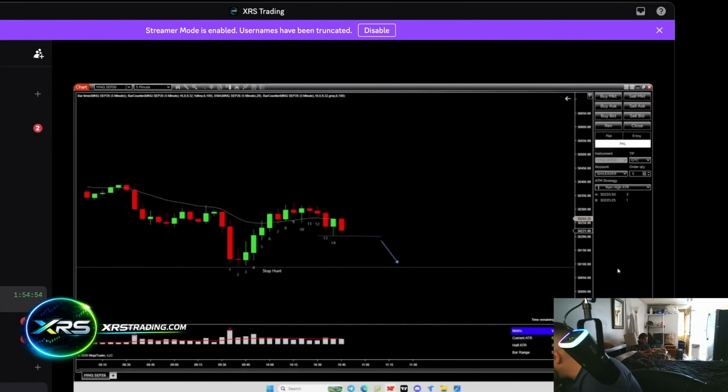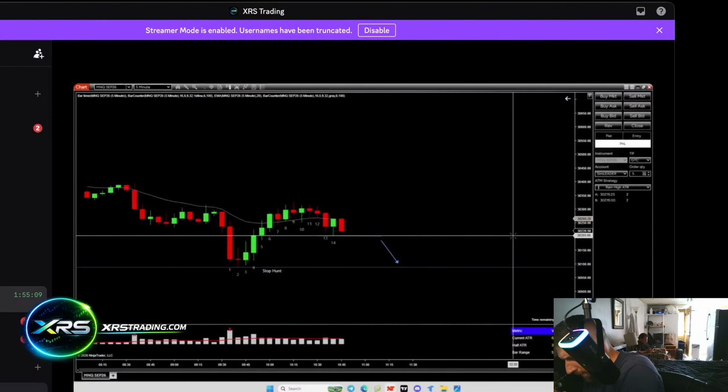Okay, I took profit on that. I'm looking at 30,200. A lot of liquidity sitting at that level. I think I'm going to try to short exactly through where I just drew. That's where I just drew my line.